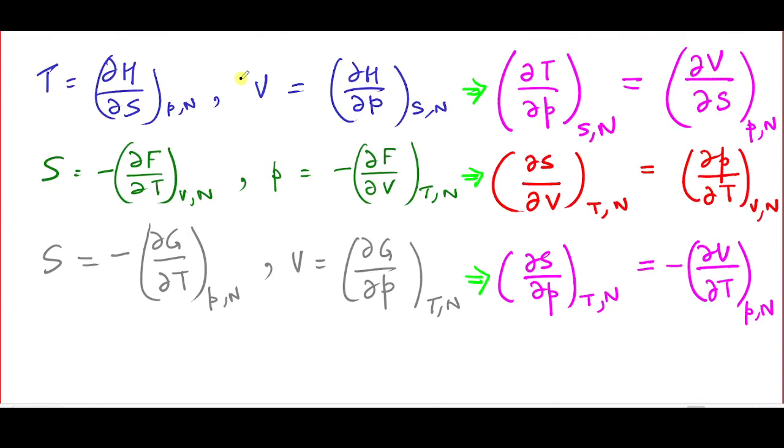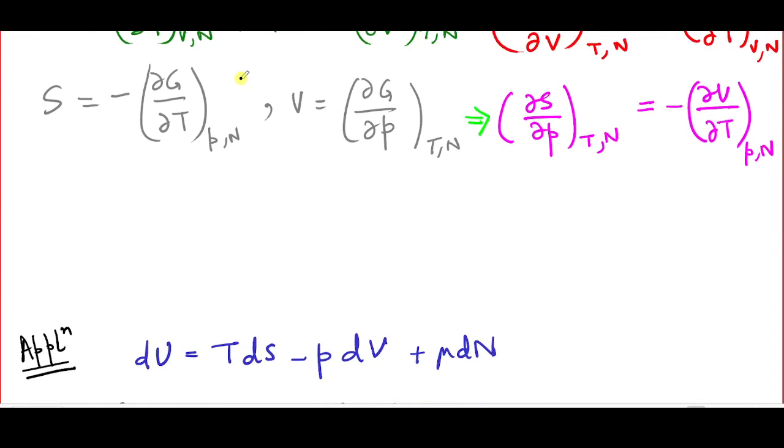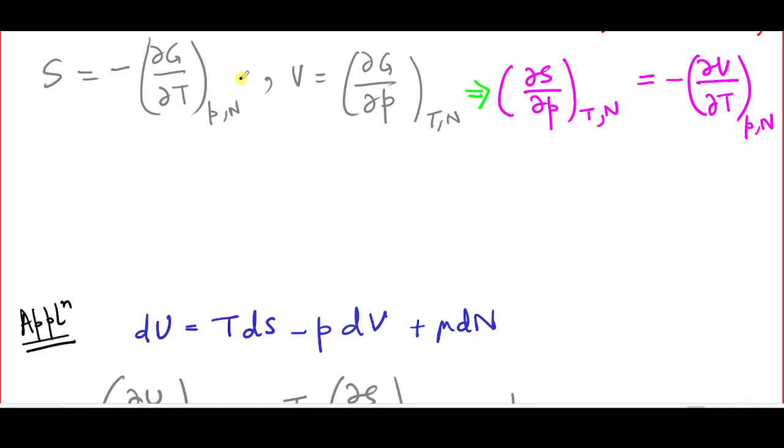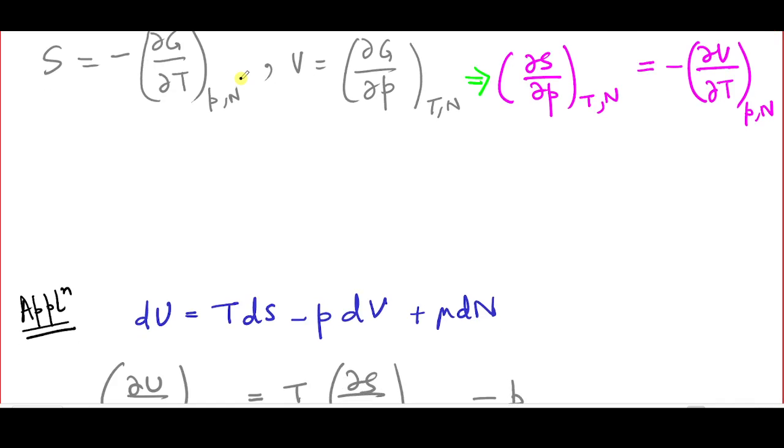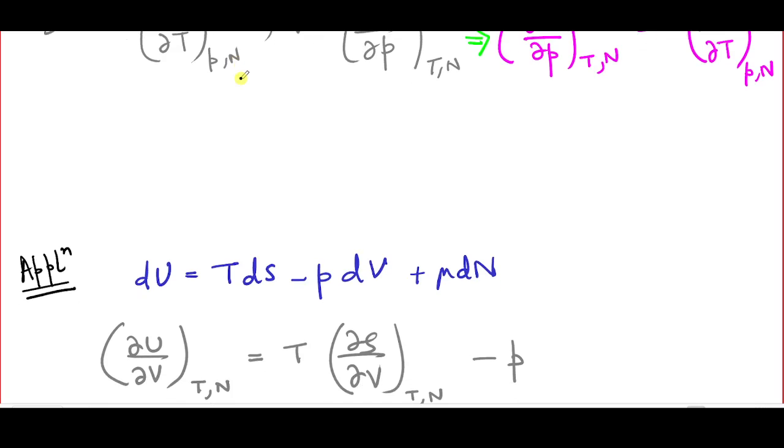Just to illustrate an application of these Maxwell equations, let's start with this expression: dU is TdS minus PdV plus mu dN. Now, one might be interested in figuring out how fast U changes with volume once temperature and number of moles are held constant. From this differential, it's easy to see that the first expression becomes T del S del V at constant T and N. The second expression, dV with respect to V, is of course 1, so it just gives you minus P. And mu dN vanishes because N is being held constant.